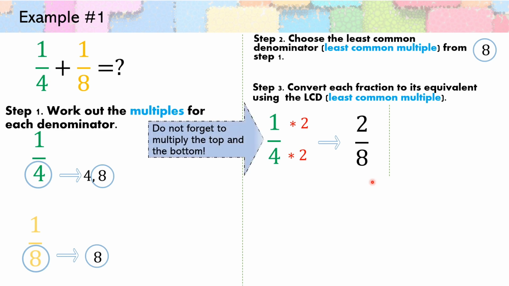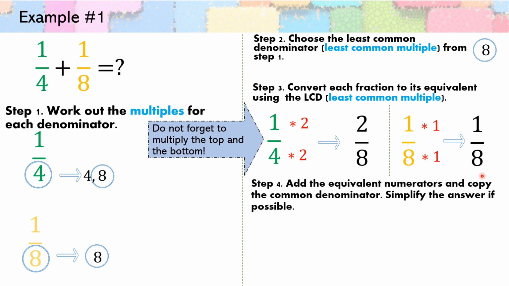Next fraction, 1/8. Now, do not forget to multiply the top and the bottom, as we are going to do with the next fraction, 1/8 times 1. We multiply 1 to 8 to arrive at the least common denominator 8. Now we're also going to multiply 1 in the numerator. That is 1 times 1 is 1, 8 times 1 is 8. The new fraction is 1/8.